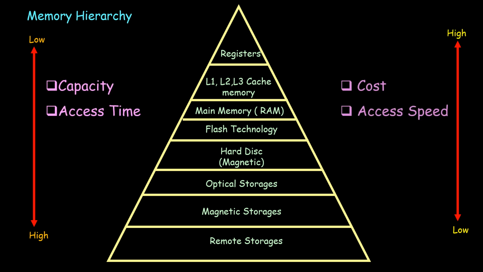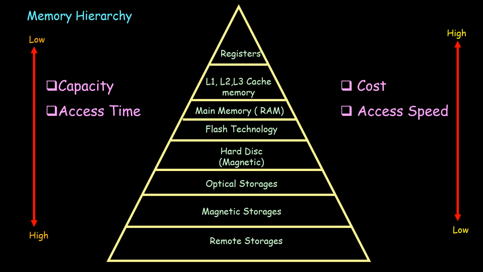Registers. At the top of the hierarchy we have registers. Registers are the fastest type of memory in a computer and they are located directly inside the CPU. This makes them extremely fast, but because they are small and expensive, there is only a limited amount of them. Registers are used to store data that the CPU is currently working on. They are like the CPU's personal workspace.